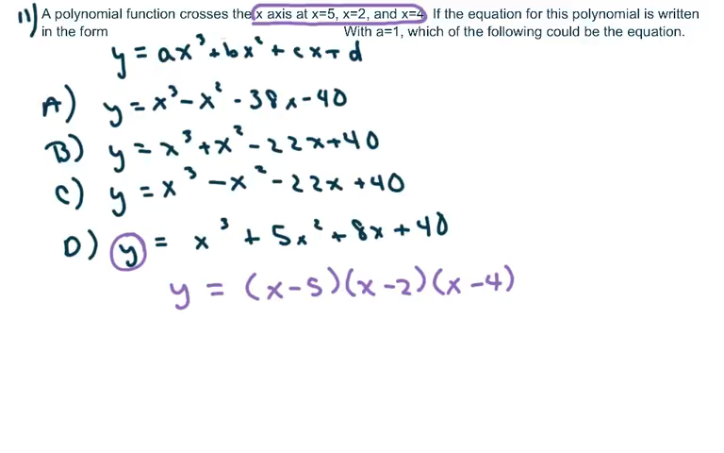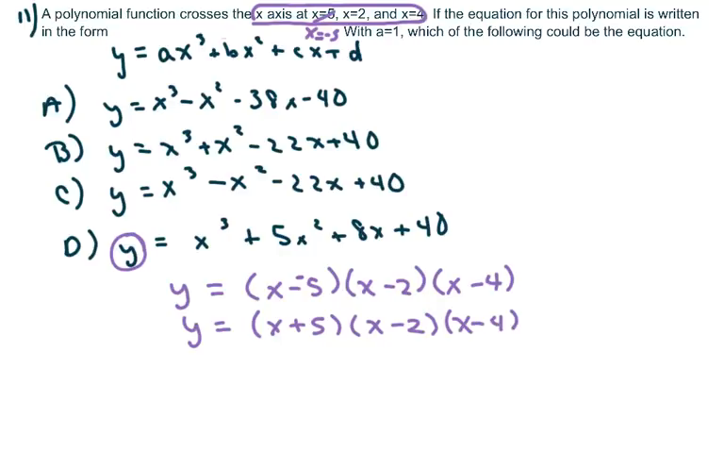So we have, no, it should be x is negative 5. I knew something was wrong. So this is x equals negative 5. So this is minus a negative 5. Now, let's rewrite that again. We get y equals x plus 5 times x minus 2 times x minus 4.